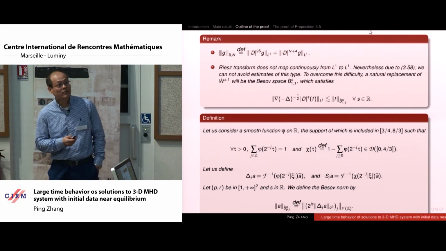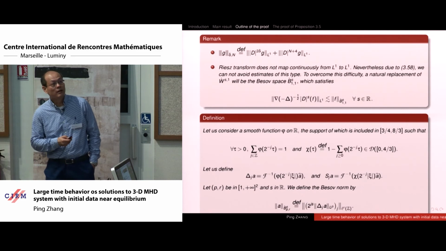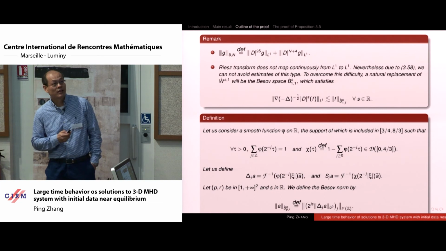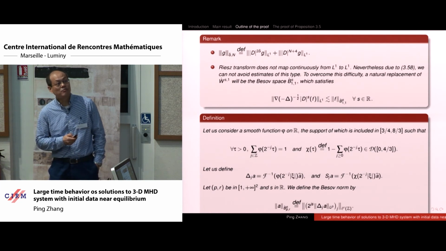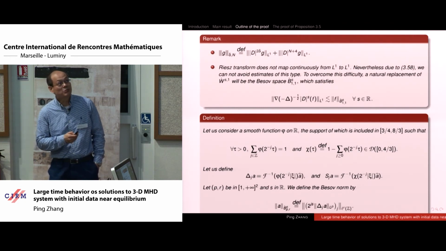So to overcome this difficulty, a natural replacement of this \dot W^{s,1} will be this Besov space norm \dot B^{s}_{1,1}. Then this double Riesz transform maps continuously from this space to this Besov space. And because the source term is usually the product of some nonlinear term, when s equals 0, we cannot estimate the \dot B^0_{1,1} norm of this source term. So that's why we need a little bit of derivative for the source term.